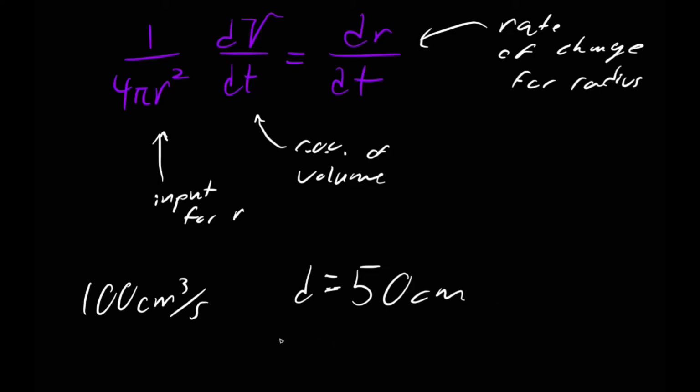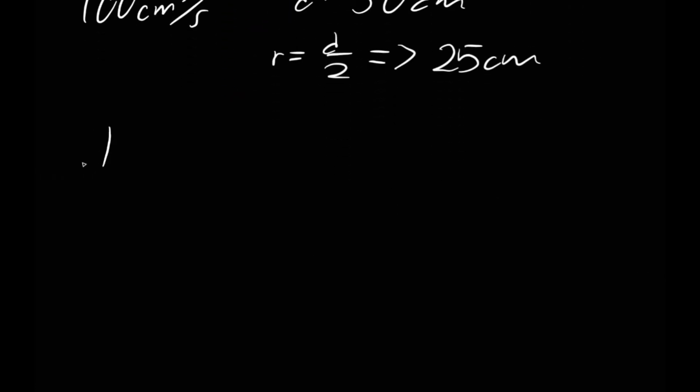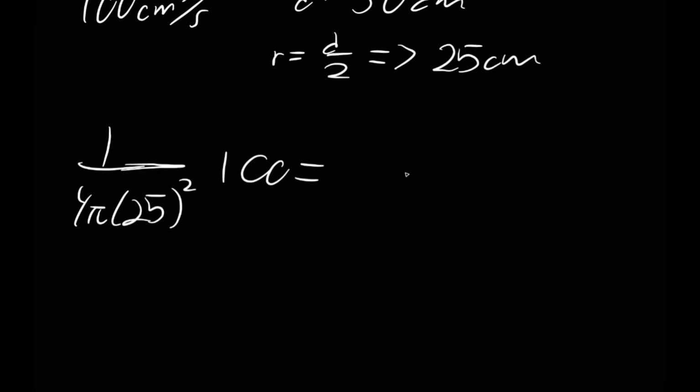Well, to find R, that's d over 2. So therefore, it's 25 centimeters. Well, let's plug this in. So we have 1 over 4 pi, 25 squared, times 100. And we get 1 over 25 pi equals dr dt.